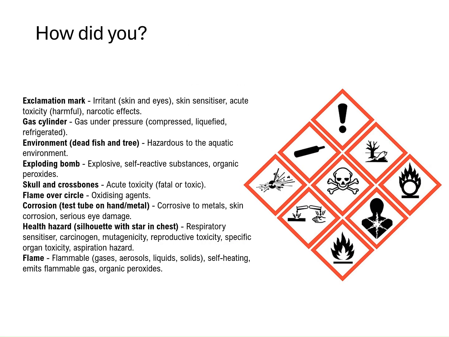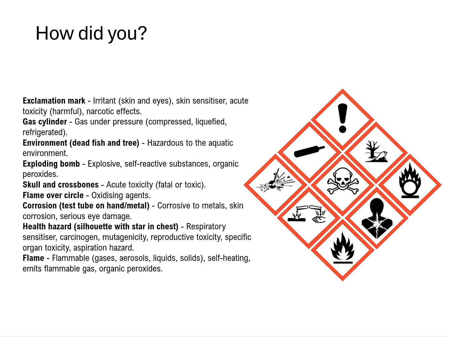Let us look at the meanings of some common pictograms. The exclamation mark indicates that a chemical may cause irritation to the skin or eyes, or make you feel dizzy. The gas cylinder symbol means that the container holds gas under pressure. The environmental symbol, showing a tree and a fish, means the product is harmful to the environment. The exploding bomb means the chemical may explode or react violently.